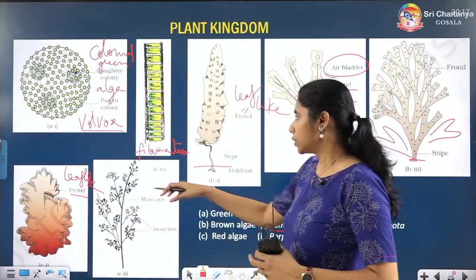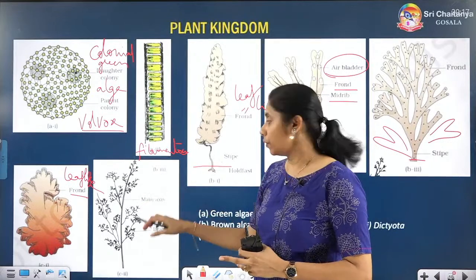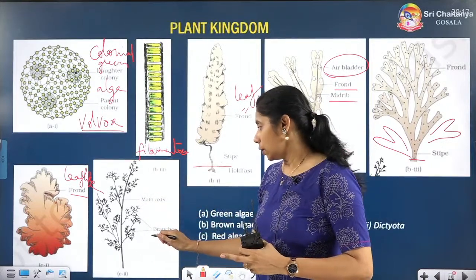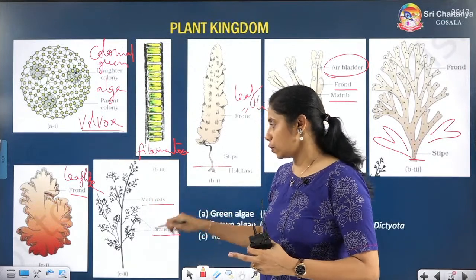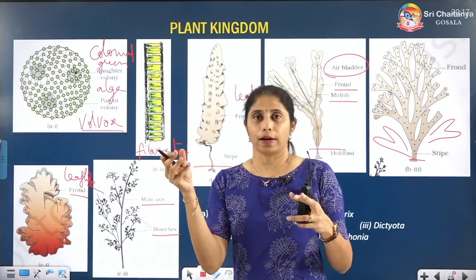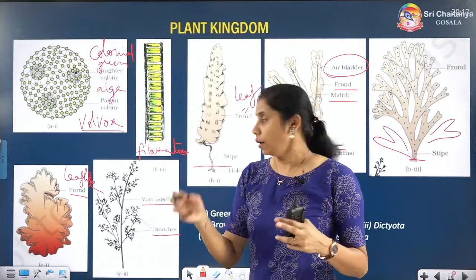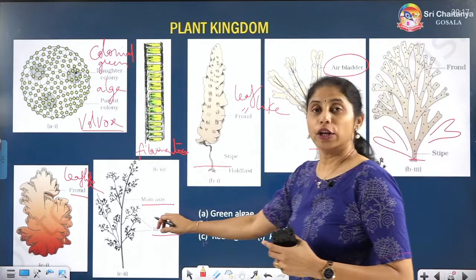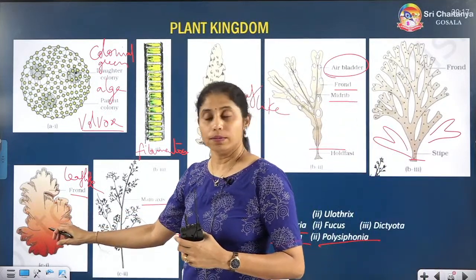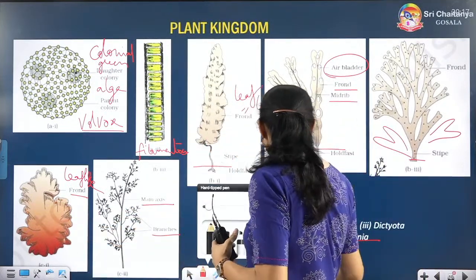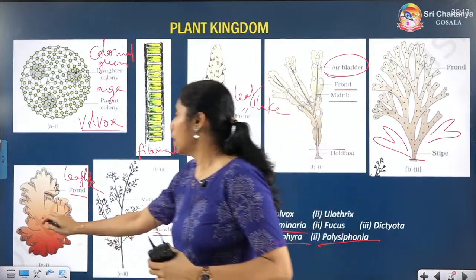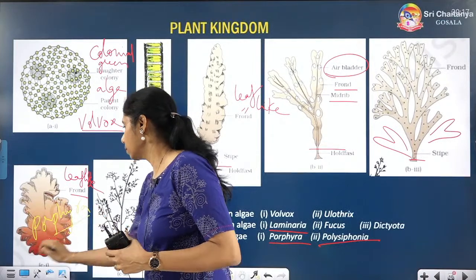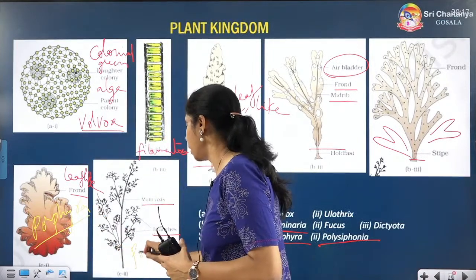Then it's looking like a small plant actually, with branches and needle-like leaves, something like that. So these are the branches, the main axis is there. If you see some kind of small tree-like structure, okay, that is the Polysiphonia. This is Polysiphonia, this is porphyra. Okay, I will write here so that you can understand that easily. Porphyra and Polysiphonia.